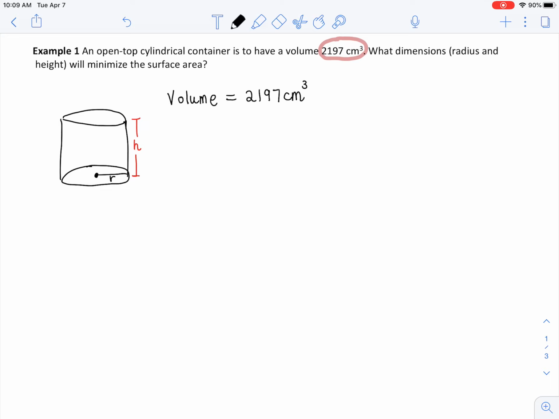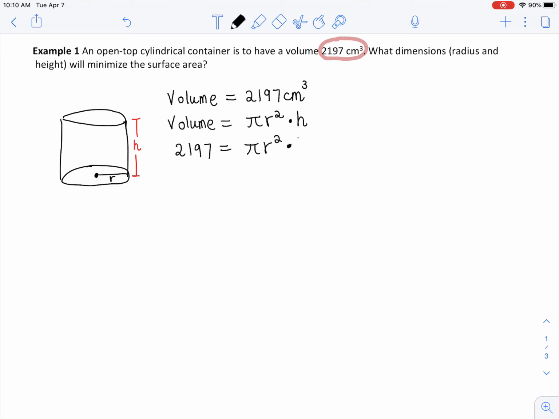But the goal is to minimize the surface area, okay? So I'm going to write down the volume formula for a cylinder. And if you're not sure about these formulas, you can look it up real quick. But the volume of a cylinder is pi r squared, that's the area of the circle in the base, right? Times height. That's the volume of a cylindrical container.